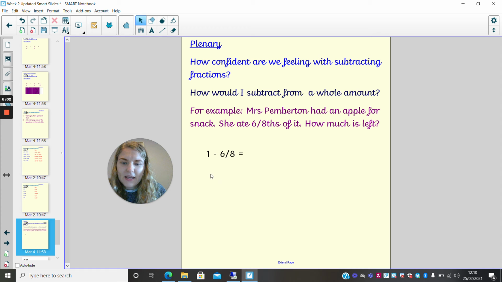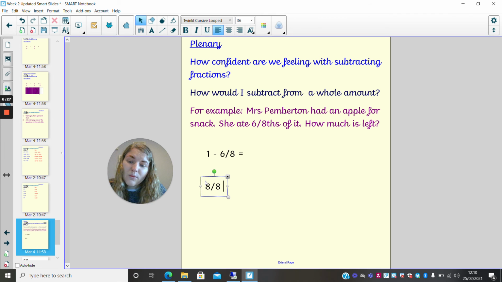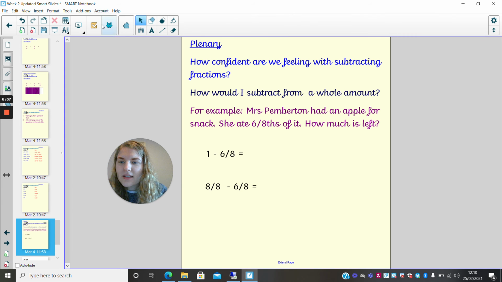Now that might be a little bit tricky, but it is not, because we know that if the numerator and denominator are the same, that equals 1, okay? Now, you can do that for any fraction, but obviously it's going to be helpful if our denominators are the same. So, let's go for 8/8. See, simple, okay? That equals a whole now. So what is 8/8 take away 6/8 equals? Let's get a bar model, guys.